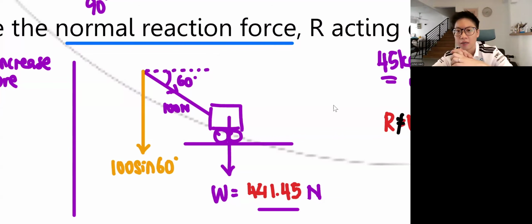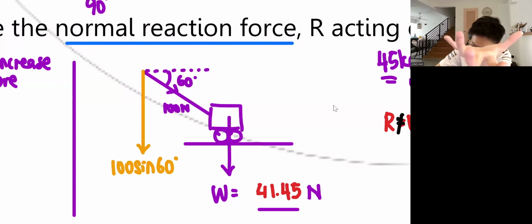Do you agree? Okay, guys, you stop copying first. If you don't understand, you tell me first. So there is a weight, which is 441.45. That is the weight, right? That's the force that goes down. But now you also press. So you have an additional 100 sine 60 that goes down, right?